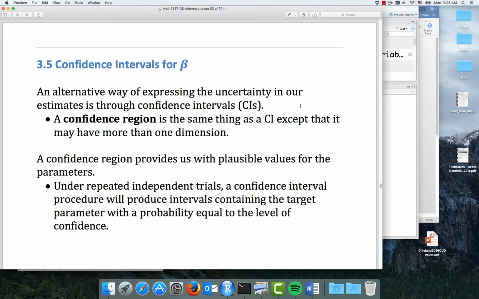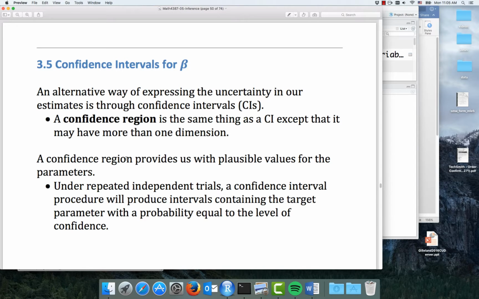And a confidence region is really the same thing as a confidence interval, except that it has more than one dimension. So there could be a situation where you have more than one parameter of interest, and you want to construct the values that contain both parameters with some specified level of confidence.